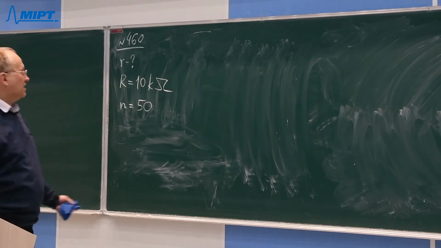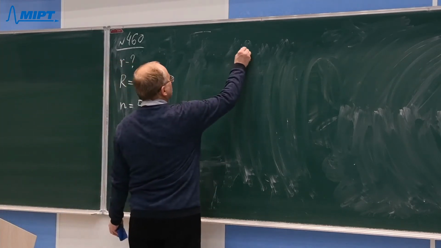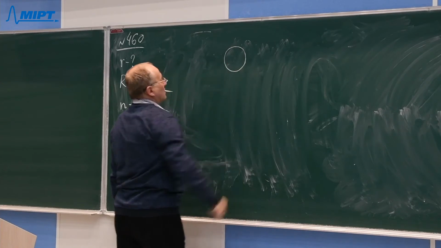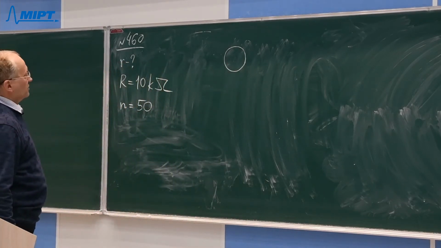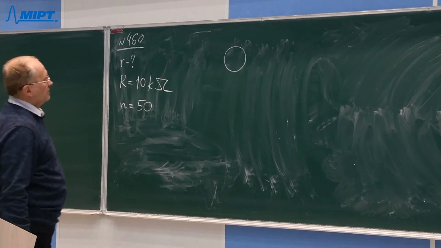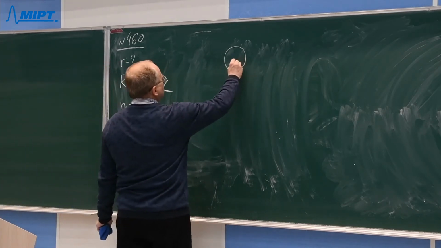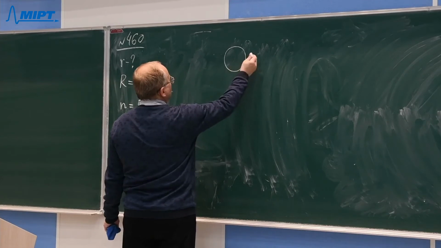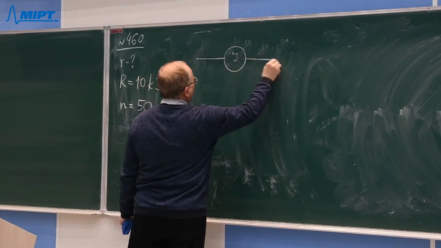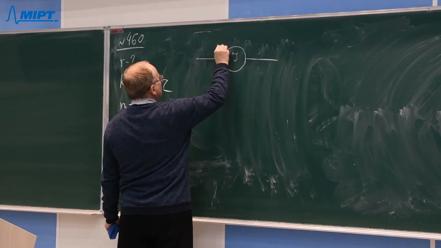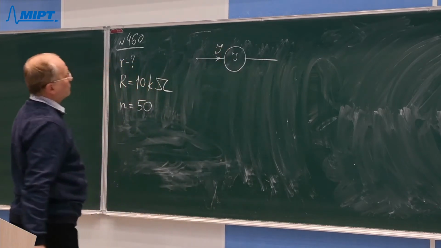So we have a galvanometer. A galvanometer is a device designed to measure electrical current. So this is a device which measures electrical current, which flows here.